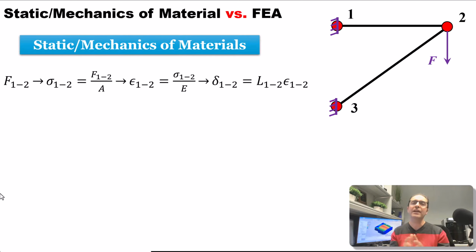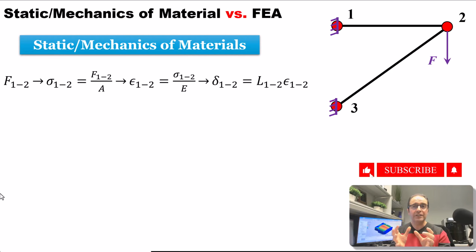In statics or mechanics of materials, hopefully you remember what we do. We find F from the method of joints or method of sections. We find F on member 1, 2. From F, we find sigma because we know the cross-sectional area of that member. And then from sigma, using Hooke's law, we can find epsilon. And from epsilon, knowing the initial length of that member, we can find delta. This is how we find the deformation on that member.